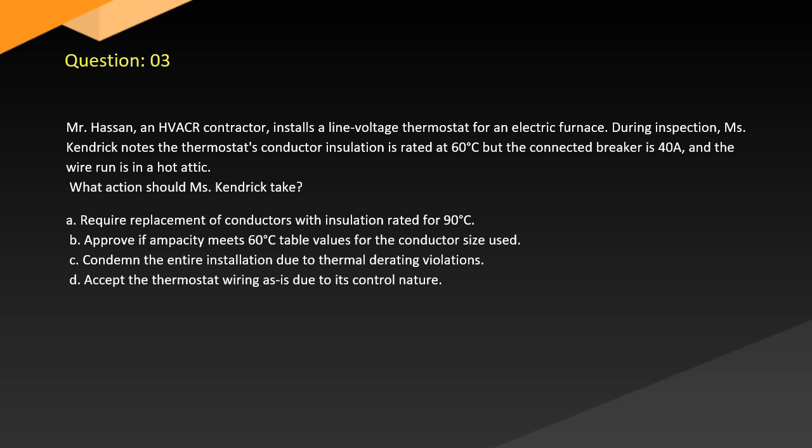Question 3. Mr. Hassan, an HVAC contractor, installs a line voltage thermostat for an electric furnace. During inspection, Kendrick notes the thermostat's conductor insulation is rated at 60°C, but the connected breaker is 40A and the wire run is in a hot attic. What action should Kendrick take? A. Require replacement of conductors with insulation rated for 90°C. B. Approve if ampacity meets 60°C table values for the conductor size used. C. Condemn the entire installation due to thermal derating violations. D. Accept the thermostat wiring as is due to its control nature.